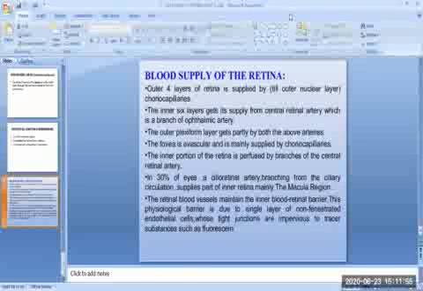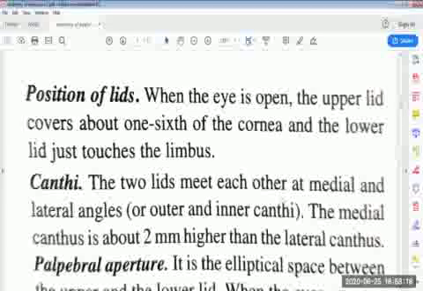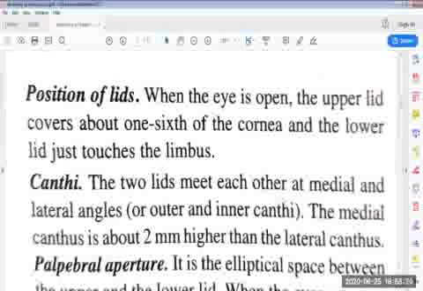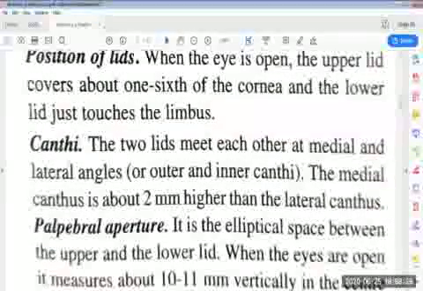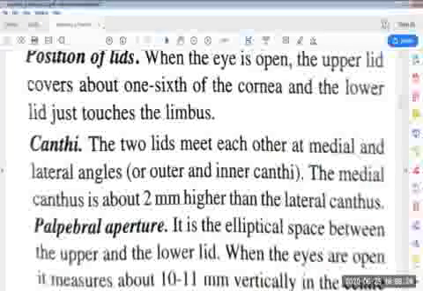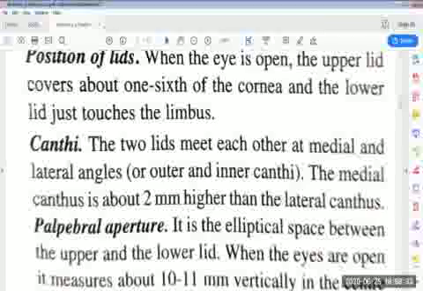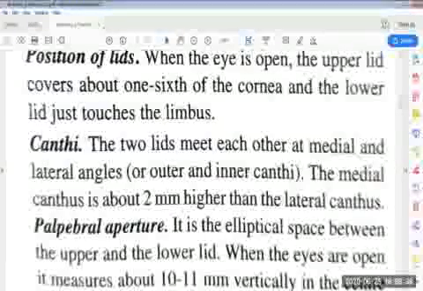And the lower lid just touches the limbus. Then canthi. What is canthi? The two lids meet each other at the medial and lateral angles, which are known as the inner canthus and the outer canthus. The medial canthus is about 2 mm higher than the lateral canthus.